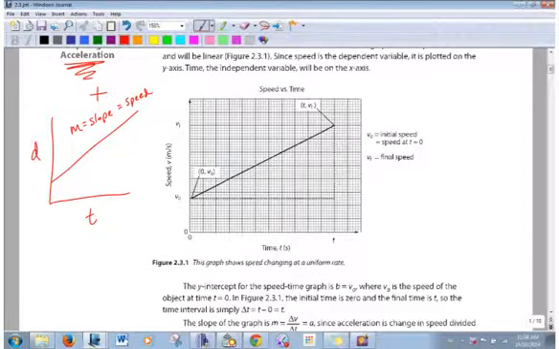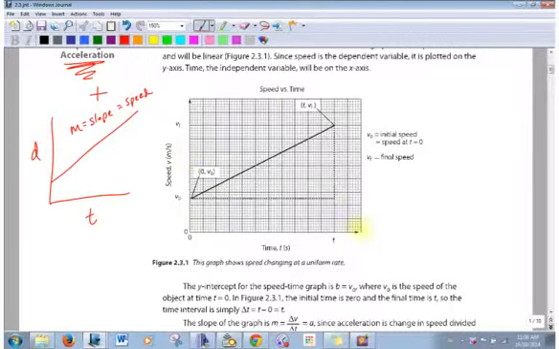The person who said acceleration, that was you. It's neither. Okay? Remember that. It's an easy mark on the test if you do. The slope of a displacement or position time graph is speed.